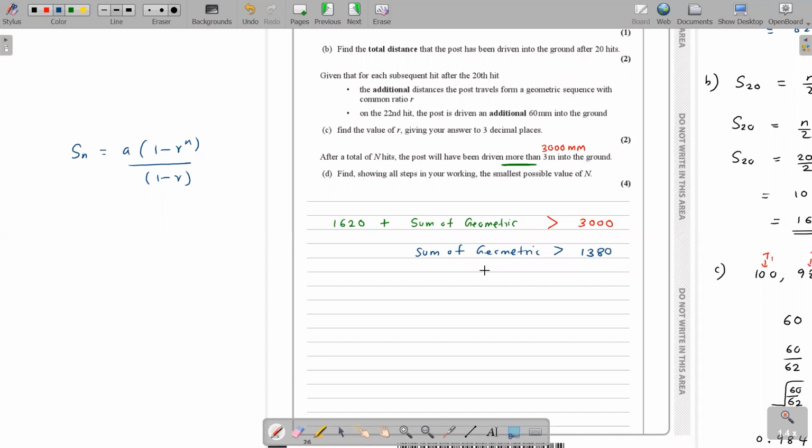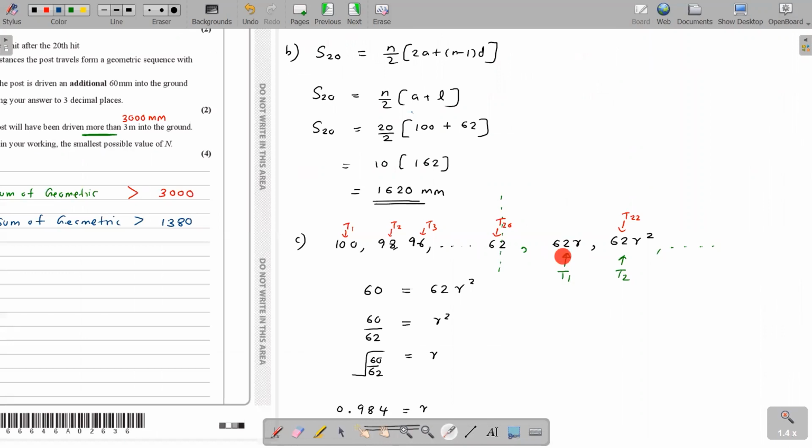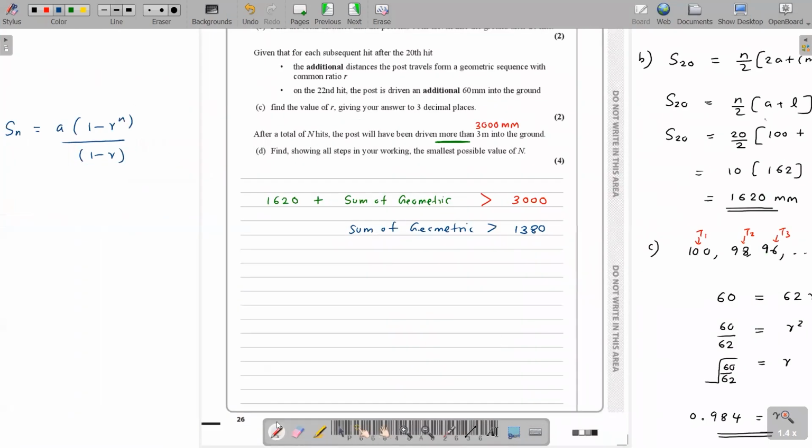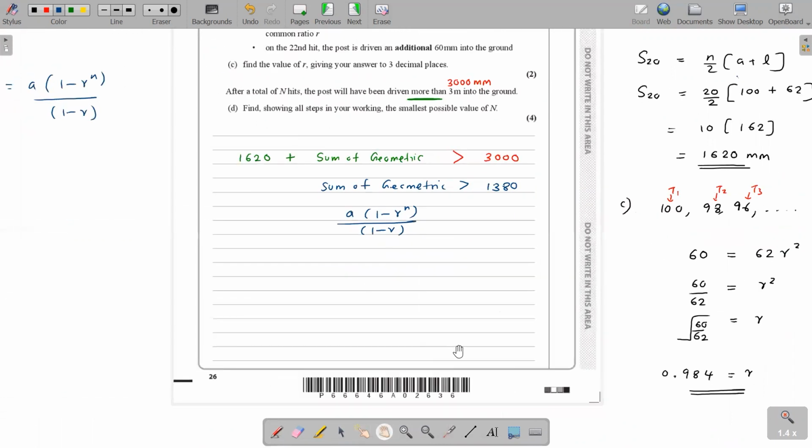So let's use the sum of geometric sequences. Remember I'm taking the sum of geometric from the 21st term, but I'm considering the 21st term as the first term here. And let's see how many terms in the geometric sequence we need to consider. So what's the sum of geometric? A times 1 minus r to the power n over 1 minus r. Remember here, n means what? n is the number of terms that I'm considering only from the geometric sequence. Basically, the terms I'm marking in this green color.